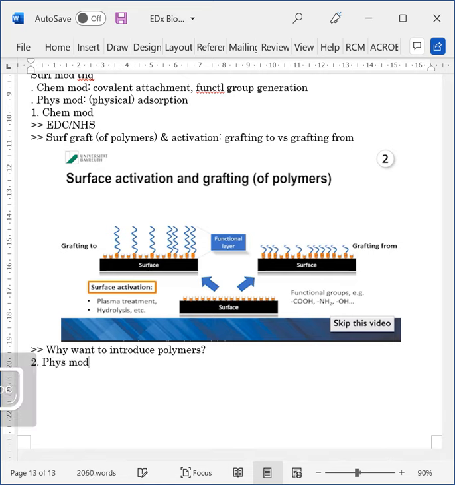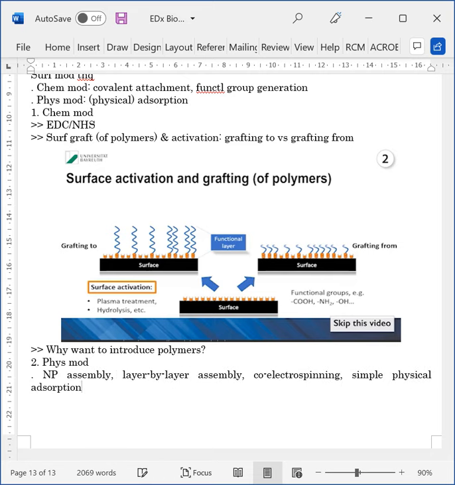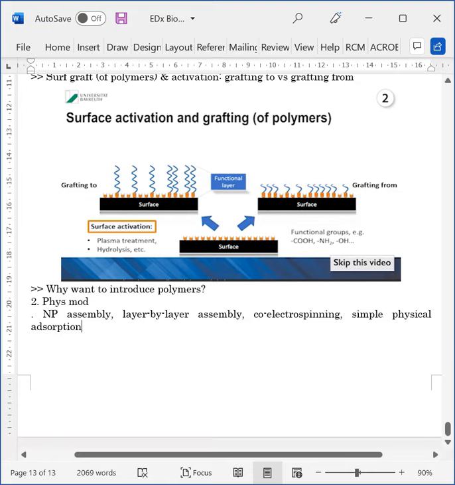The second approach is physical modifications. And here it can be as simple as just making use of electrostatic interactions to absorb, for example, growth factors or antibodies. Or we can also absorb different nanoparticles, such as gold nanoparticles, which would help us to improve wettability and also the mechanical and optoelectronical properties. One particularly important technique is the layer-by-layer assembly. Similarly, I would like to give you a few more points about this important approach.